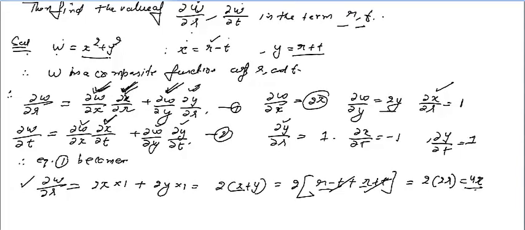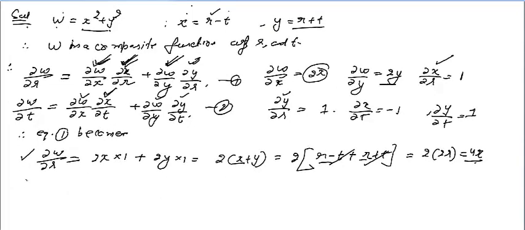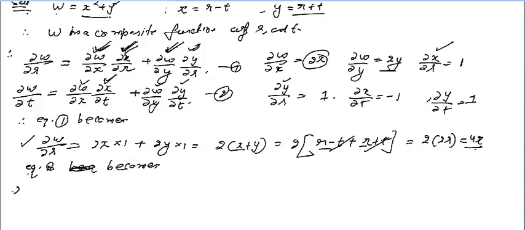So you got the first answer. Now equation 2 becomes: ∂W/∂T equals ∂W/∂X times ∂X/∂T, which is 2X times -1, plus ∂W/∂Y times ∂Y/∂T, which is 2Y times 1.